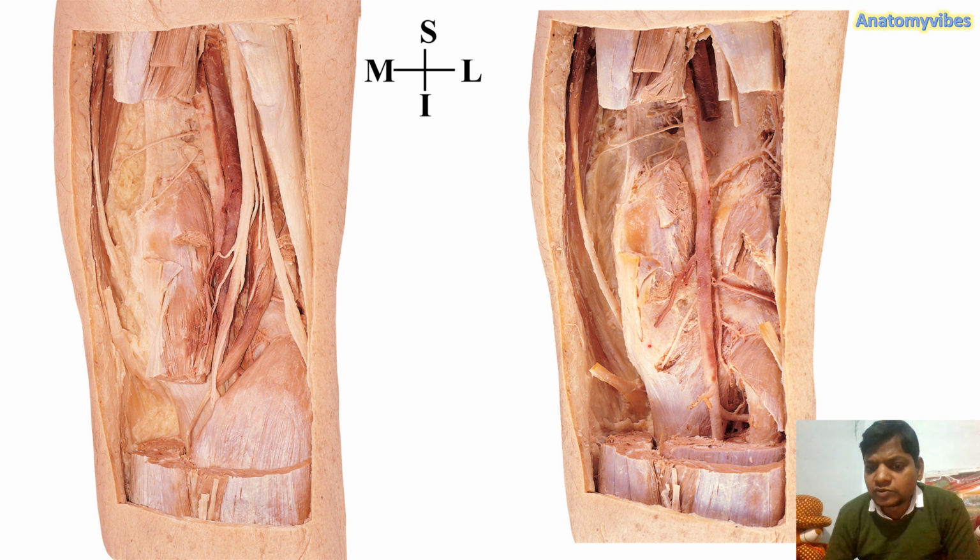So these are the genicular branches: superior, inferior, inferolateral, inferomedial, superolateral, superomedial, and also one middle genicular branch. Five genicular branches of the popliteal artery will be there. All the muscles have been cut here, and the deepest we have one more muscle, known as the popliteus muscle. The popliteus muscle forms the floor of the popliteal fossa. So that we will see further.